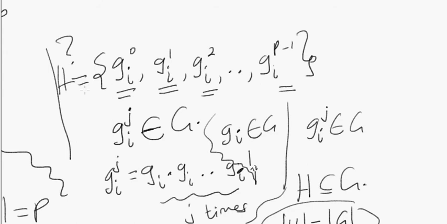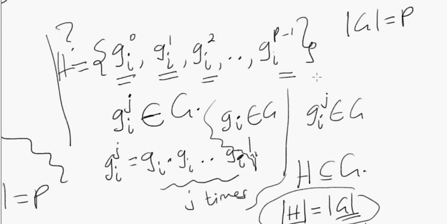So, can we conclude that already? What's the order of G, right? Didn't we say that the order of G was p? How many elements are in H? 0, 1, 2, up to p minus 1. Does that mean the set H has p elements in it?